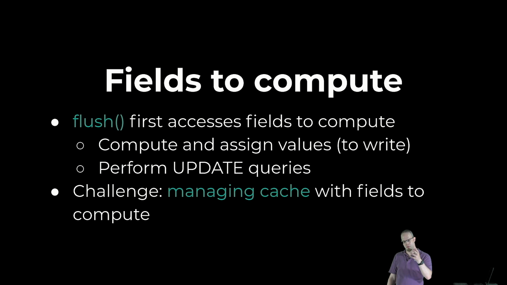So the fields to compute, this one is central for managing the stored computed fields, and knowing when to compute them and what must be computed. Of course it has an impact on the flush, because flush must first process the fields to compute. The computation will assign values to those fields, and the assignment will put this information in the toWrite data structure. And then the toWrite data structure is used to generate database updates.